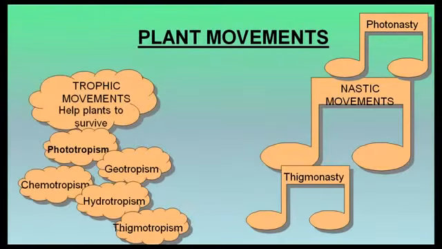Two types of movements are seen in plants. Tropic movements. They are directional growth movement in response to an external stimulus. They help the plants to survive. And nastic movements. They are non-directional movements of growth that are determined by the structure of the responding organ irrespective of the direction of stimulus.